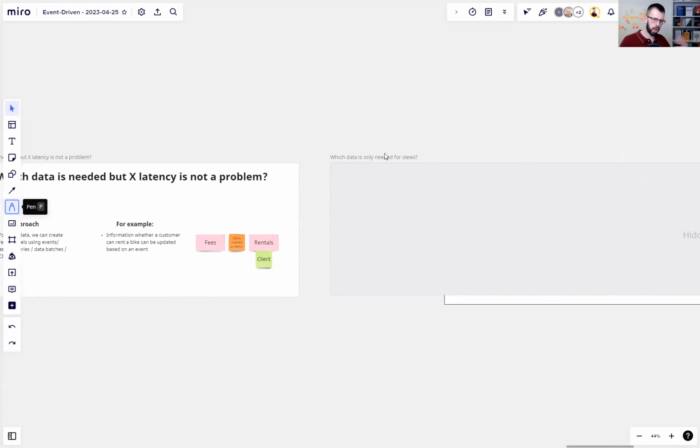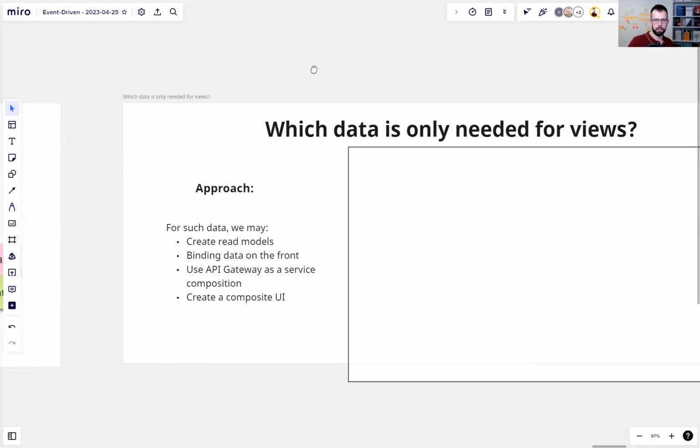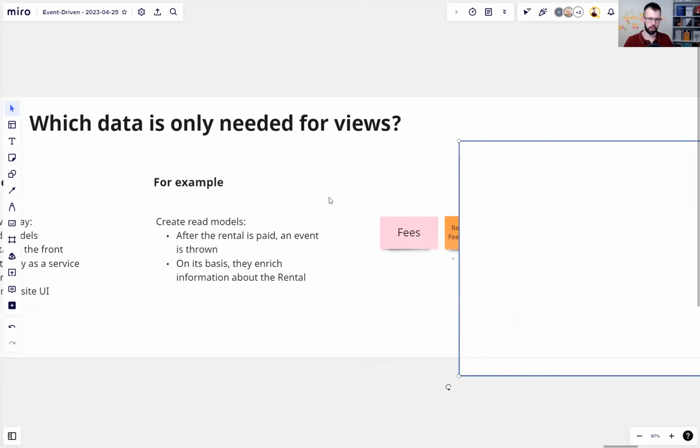And by asking another question, we can solve the problems on the UI, the front-end part. When we see that some data is only needed for views or calculations, we can have different kinds of approaches here. We can also create read models, but we can bind the data on the front end, we can use API gateways, or we can create a composite UI. Let me go through it very shortly.